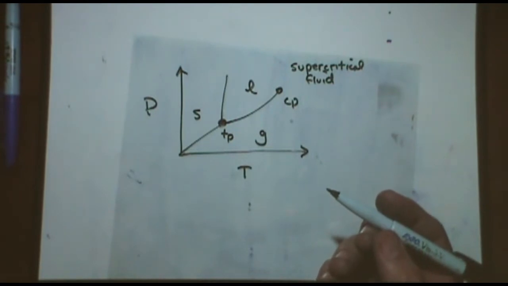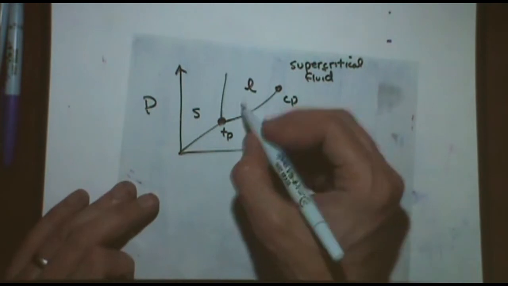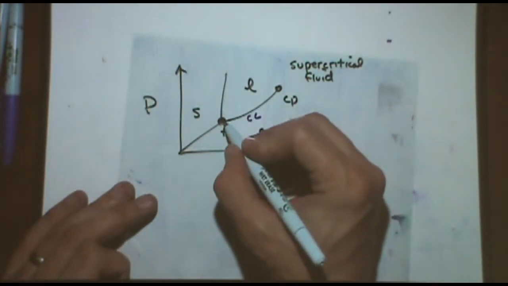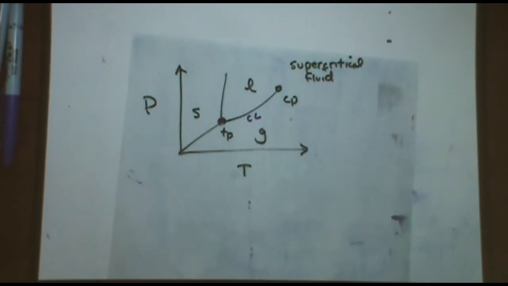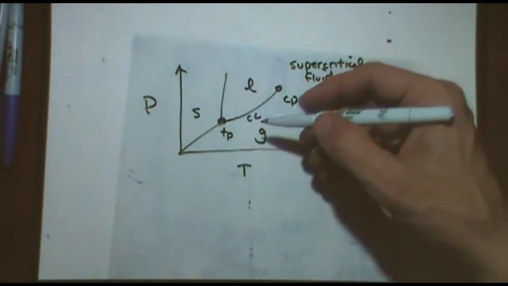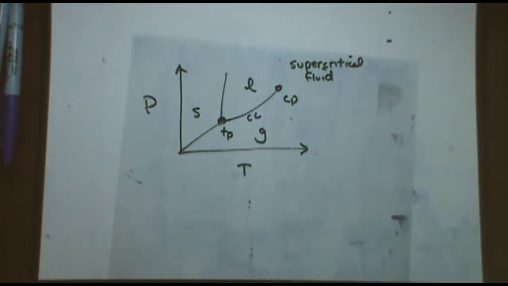That's pretty much it. Oh yeah, it's not like part of the diagram per se, but you could be asked, where is the Clausius-Clapeyron equation represented? This line here that goes between the triple point and the critical point is the vapor pressure line because it's liquid and gas. So that's where the Clausius-Clapeyron is represented.